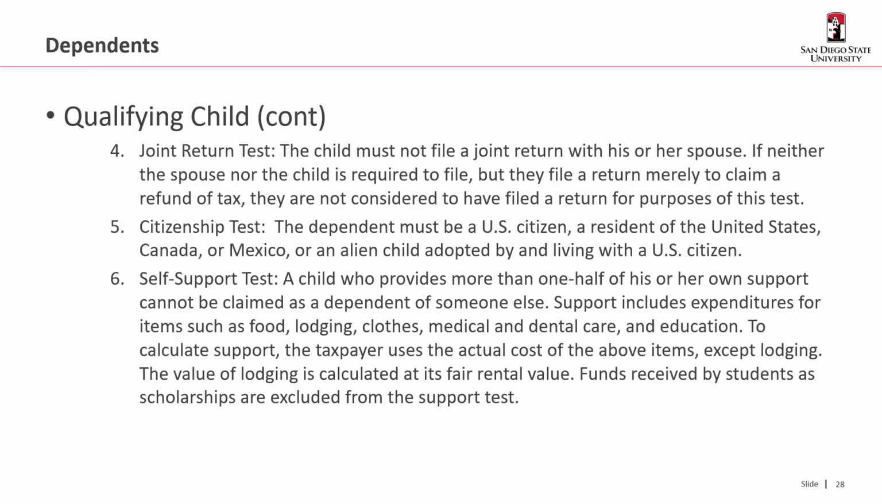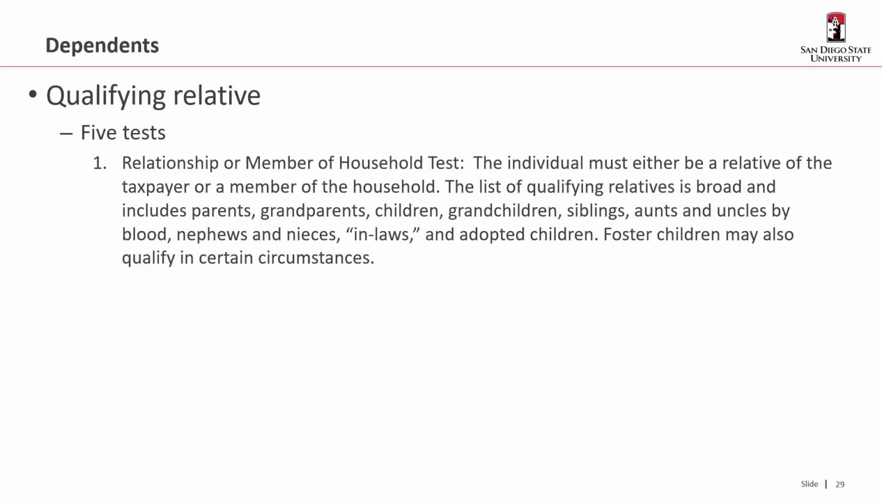Okay, that's the 6 tests to be a qualifying child. To be a qualifying relative, there are 5 tests. So a lot of times what happens is if you fail the qualifying child test, then what you do is revert to the qualifying relative test to see if you meet that. So you must pass a relationship or member of household test. So the individual must either be a relative of the taxpayer or a member of the taxpayer's household.